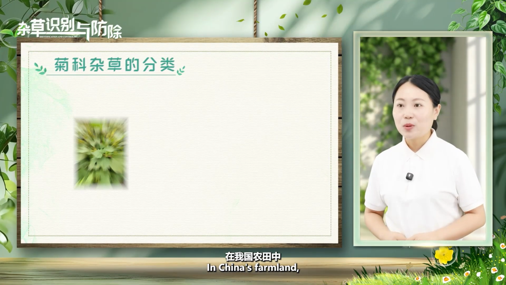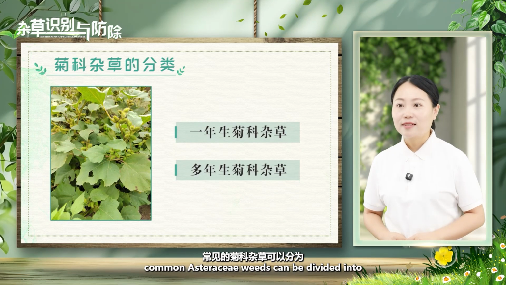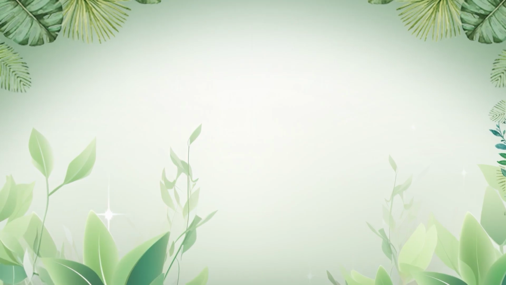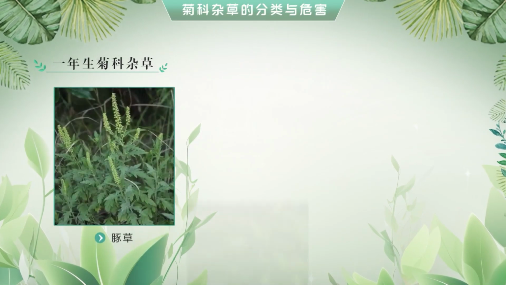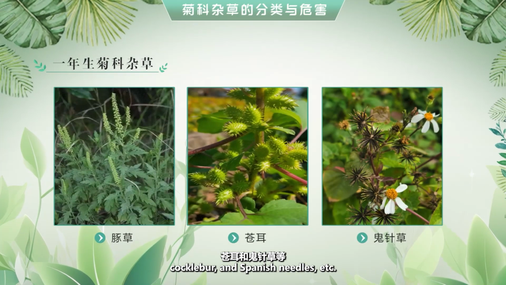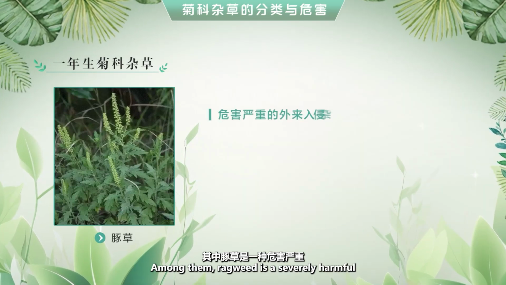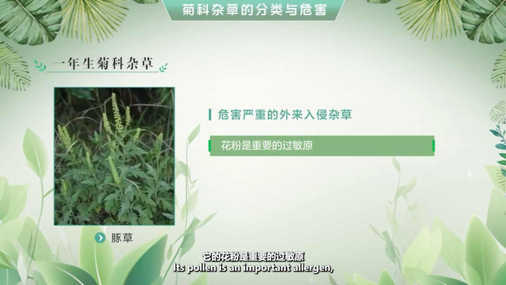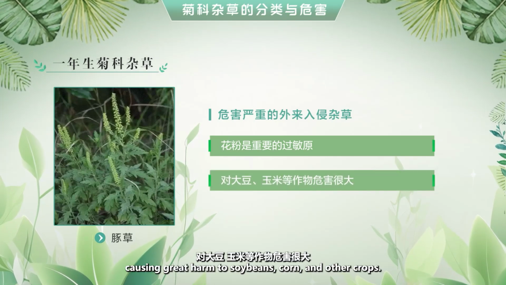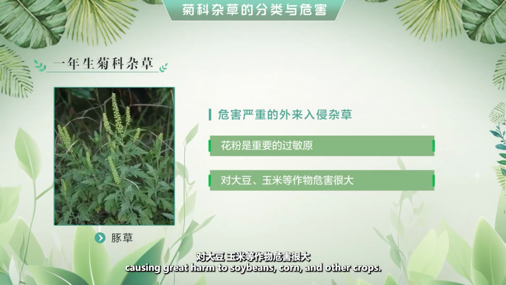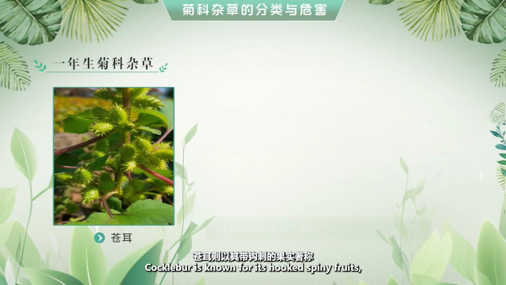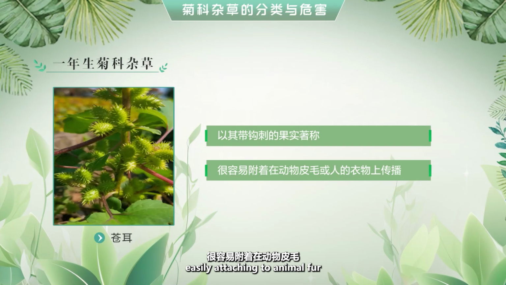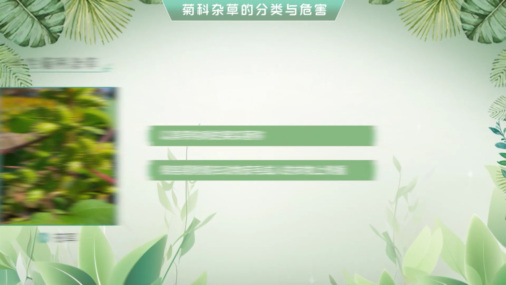In China's farmland, common Asteraceae weeds can be divided into two major categories, annual and perennial. Annual species include ragweed, cocklebur, and Spanish needles, etc. Among them, ragweed is a severely harmful invasive alien weed. Its pollen is an important allergen, causing great harm to soybeans, corn, and other crops. Cocklebur is known for its hooked, spiny fruits, easily attaching to animal fur or people's clothing for dispersal.